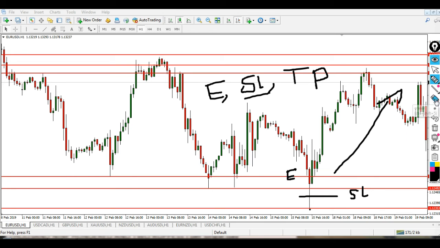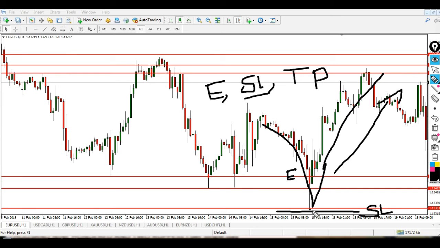My suggestion is to just erase these things and give some space. If your entry is here, put your stop loss here, which may be like 15 to 20 pips away from the entry. Put your stop loss here so that you are giving some room for the price to come down beyond your support without touching your stop loss. It moves up, so you're making money over here.